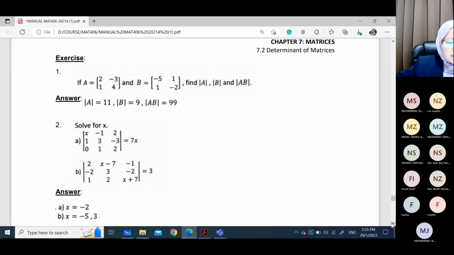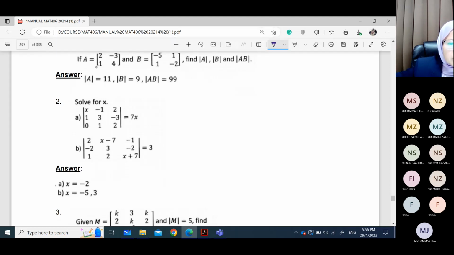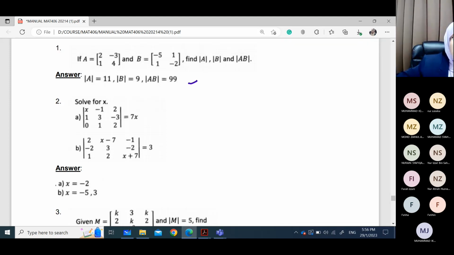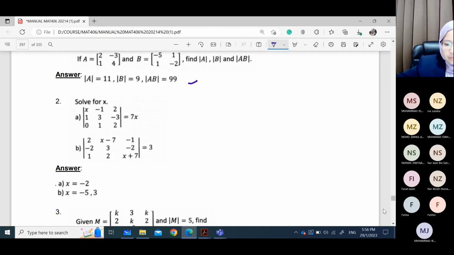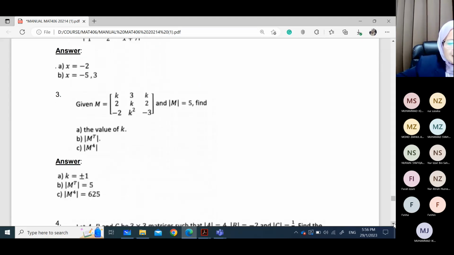Alright, so these are the exercises. So you boleh buat, ada jawapan dekat sini. Okay, so if A is 2, -3, 1, 4 and B is -5, 1, 1, -2. So find the determinant of A, B and AB. So these are the answers. Okay, so solve for X. Solve for X, so X jawapannya -2 and for B, X is -5 and 3. Boleh tak buat ni? Boleh. Kena boleh.